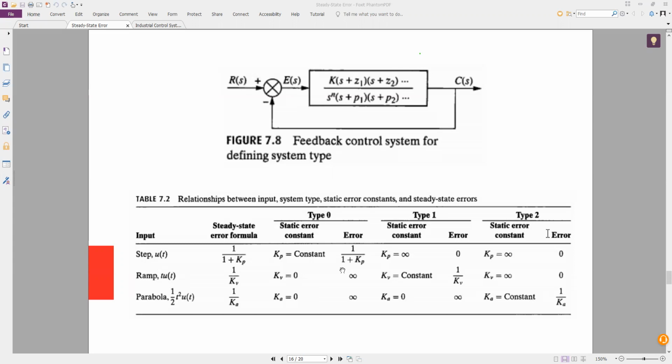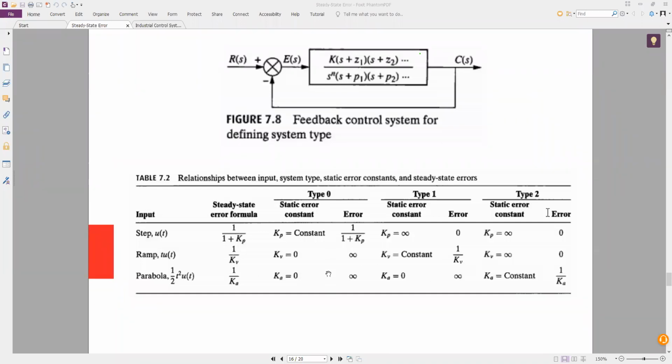These are the relationships between the input, system type, static error constant, and steady state errors. Input, system type, static error constant, steady state errors: four things. Okay, remember this table.